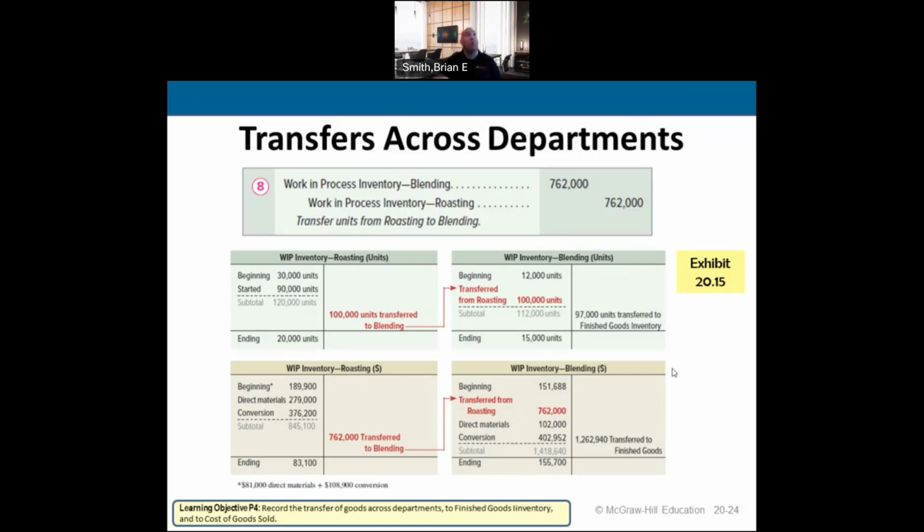And so when we do our transfer from work in process inventory in roasting to blending, it's simply a matter of changing our work in process section. We're taking it out of roasting and putting it into blending. Remember, inventory is an asset account, so our normal balance is a debit. So if we're reducing any balance, we've got to credit it. If we're increasing a balance, we're going to debit it. So since we're moving it from our roasting to our blending department, we're going to debit our blending department's work in process inventory and credit our work in process inventory for the roasting department.